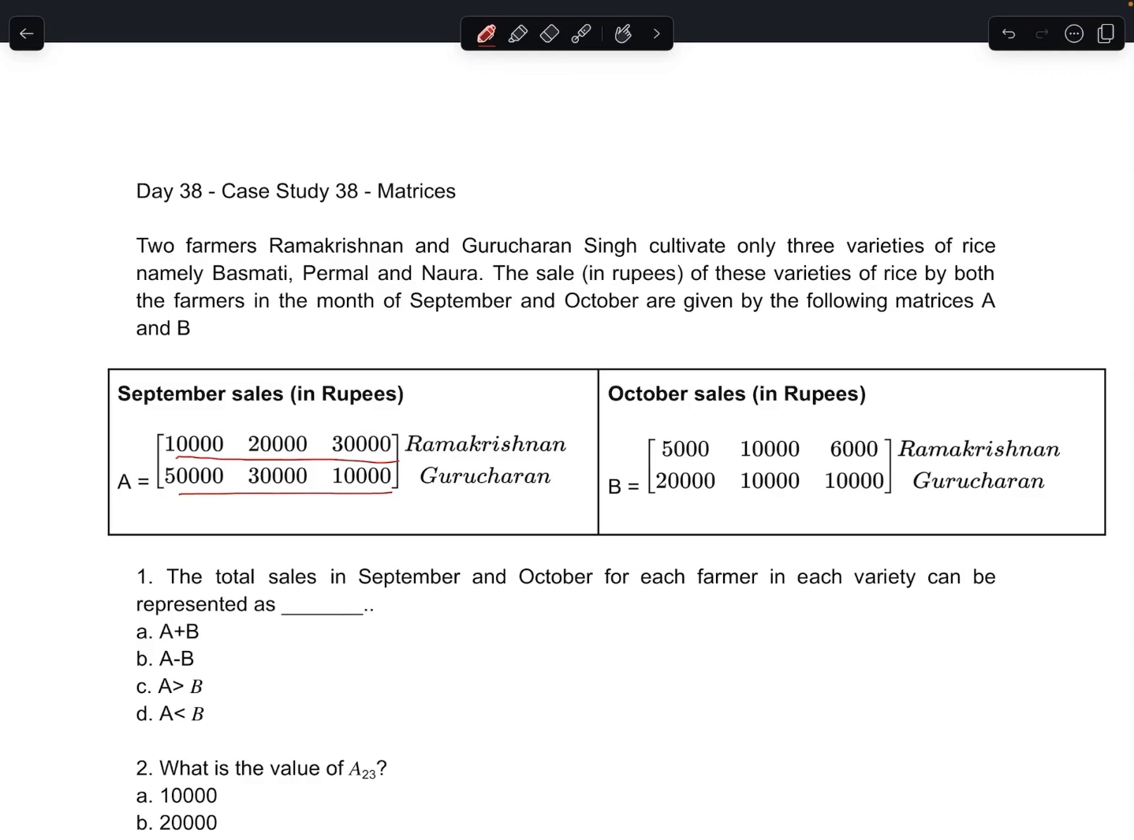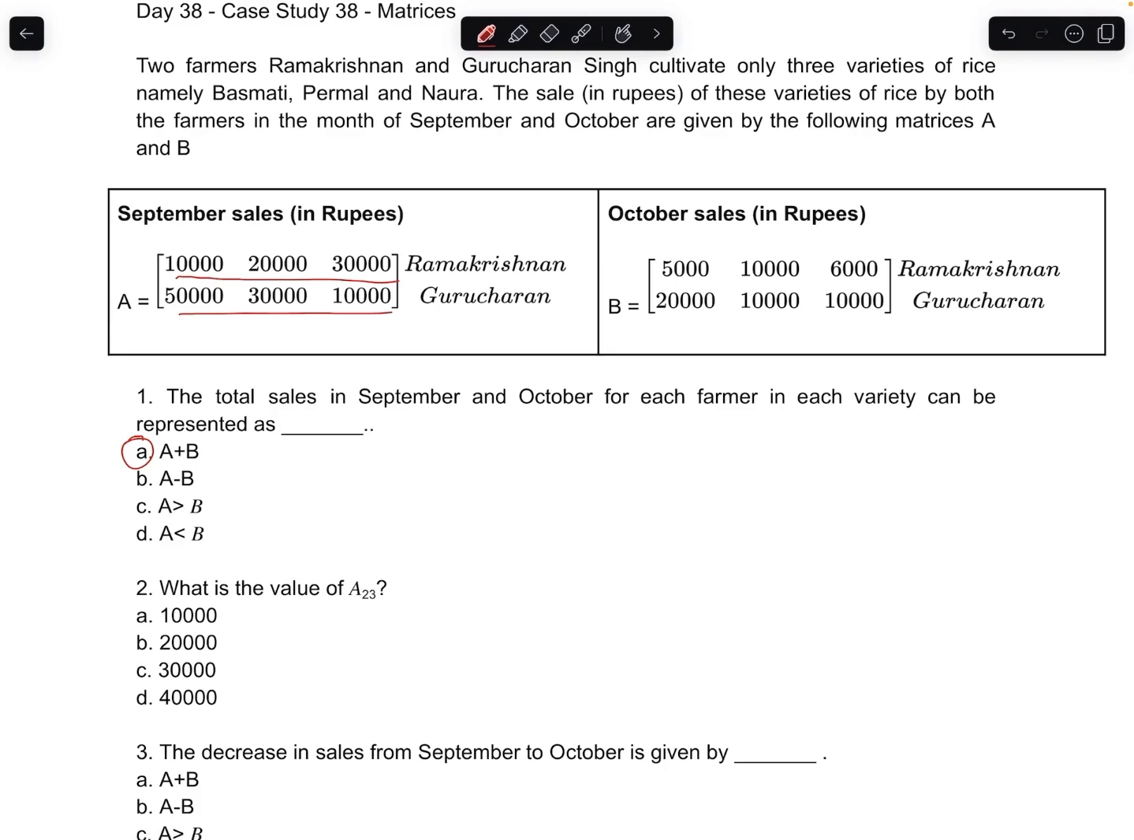Question 1. The total sales in September and October for each farmer in each variety can be represented as. Of course, we have to add the quantities. So the answer is A.